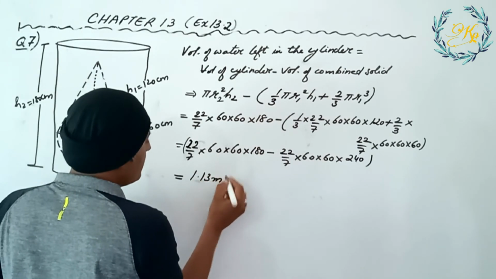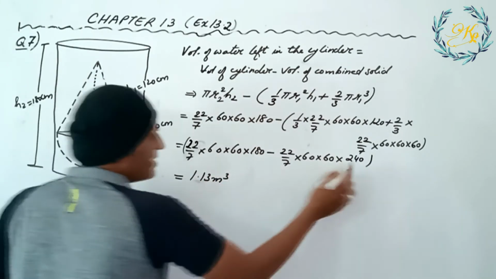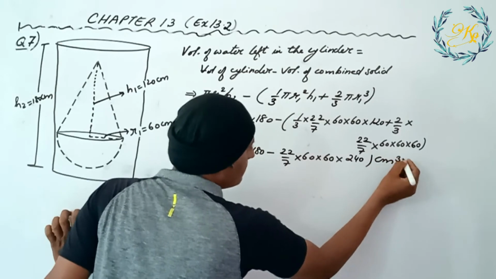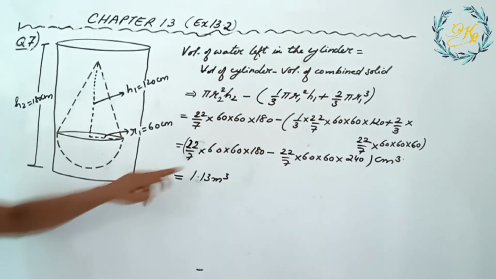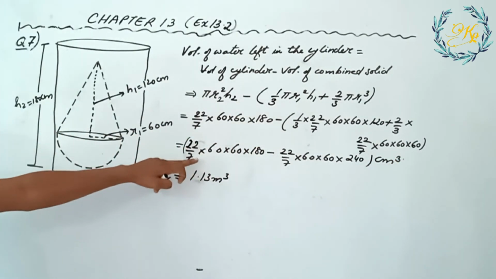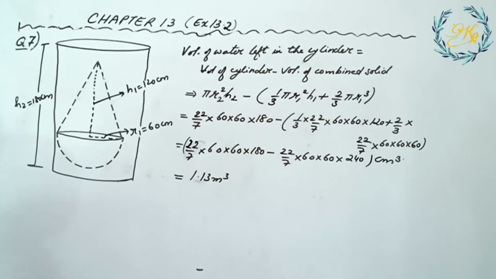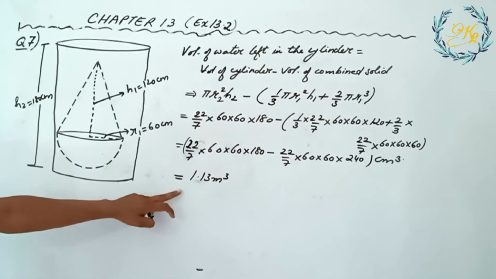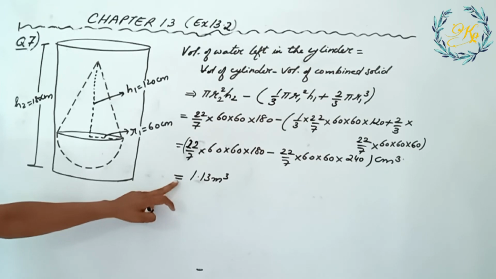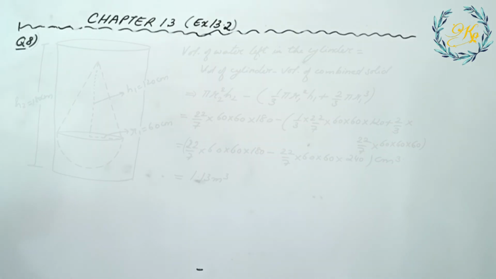1.13 meter cube. Actually, you should get the answer in centimeter cube here. So when you get the answer in centimeter cube, you will take that value and divide it by 1 and almost 6 zeros under that. Alright, so in the end you can write the volume of the water left in the cylinder is 1.131 meter cube. Moving to question number 8, we are given that a spherical glass vessel has a cylindrical neck.